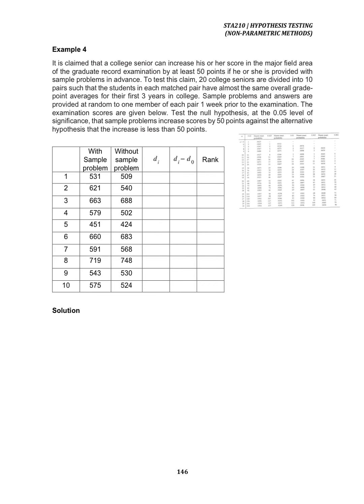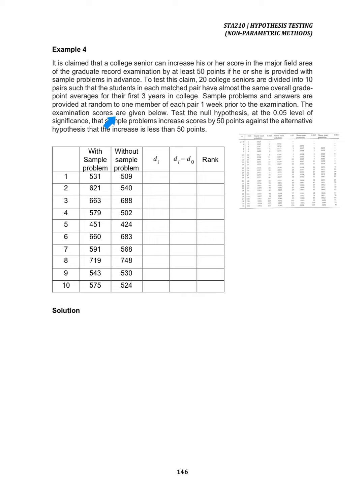Now let's take a look at example 4. It is claimed that a senior college student can increase his or her score in the major field area of the graduate record examination by at least 50 points if he or she is provided with sample problems in advance. To test this claim, 20 college seniors are divided into 10 pairs, such that the students in each matched pair have almost the same overall grade point average for their first 3 years in college. Sample problems and answers are provided at random to one member of each pair 1 week prior to the examination.